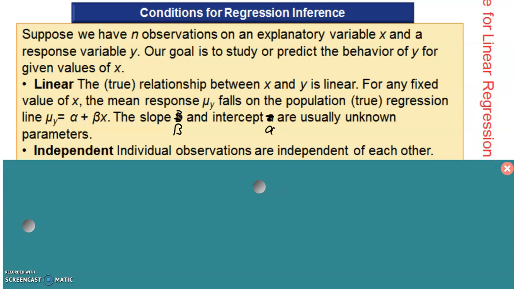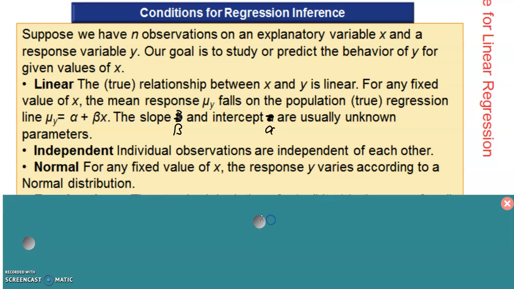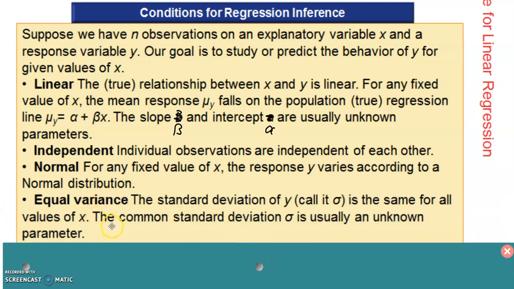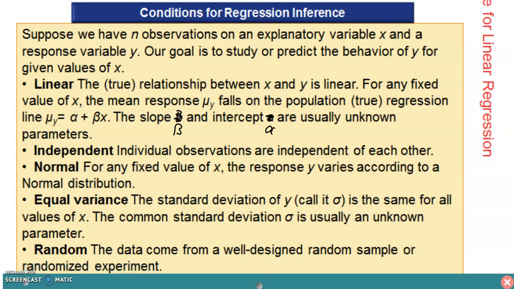There's the independent condition, and this one we're familiar with. It's that individual observations are independent. There's the normal condition, which is the same name, but we test it a different way. The normal condition is that for any fixed value of x, the response variable y varies according to a normal distribution. We'll talk more about that in a second. There's this new condition called the equal variance, and that is that the standard deviation of y, call it sigma, is the same for all values of x. The common standard deviation sigma is usually an unknown parameter. And then there's the random condition, this one as we're used to. The data come from a well-designed random sample or randomized experiment.